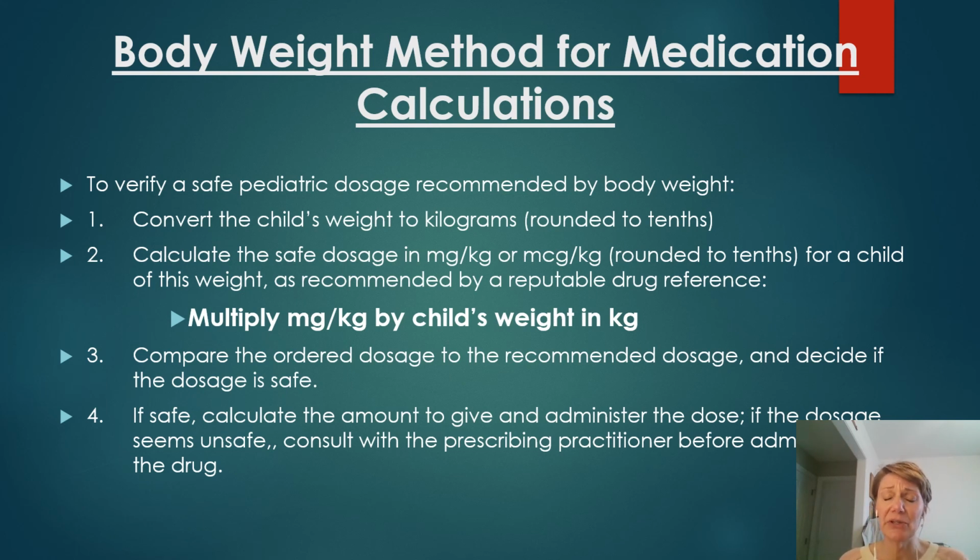So the first thing we're going to do, if we only have pounds for children, then we need to do that conversion and round that to the 10th place for kilograms. So remember, 2.2 pounds per kilo, and we will determine then how many kilos the child weighs. From there, to calculate safe dosage, you may be doing it in milligrams per kilogram, micrograms per kilogram, but for a child, it's recommended to be in some sort of range. So what you're going to do is multiply milligrams per kilogram that's recommended by the child's weight in kilograms.